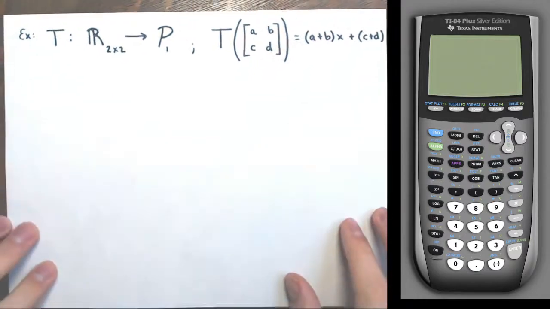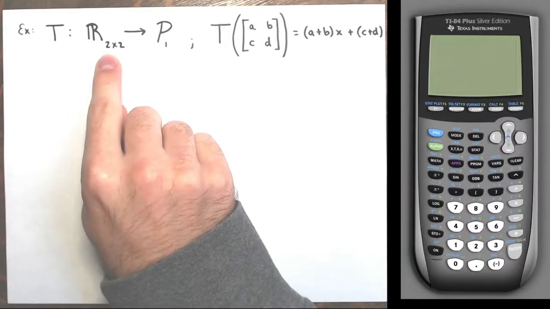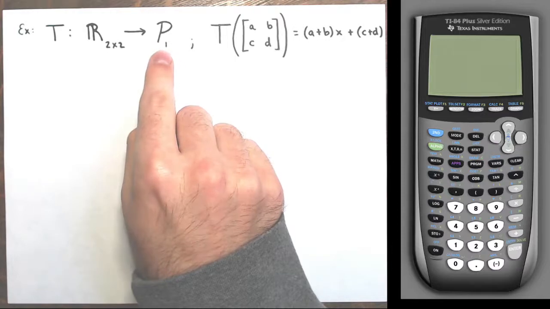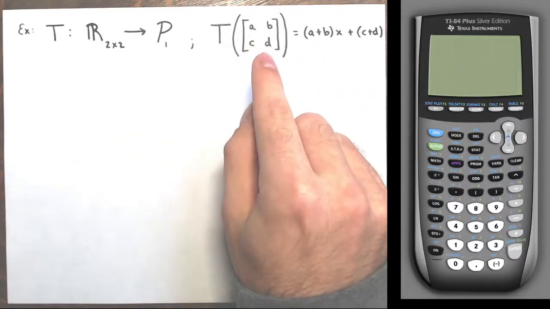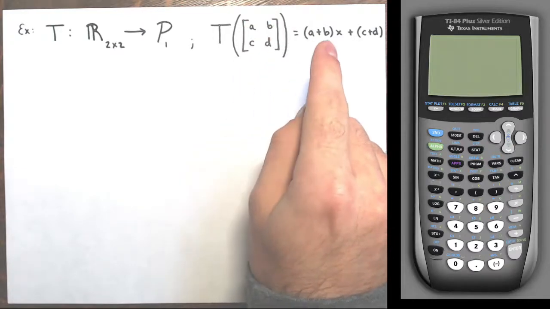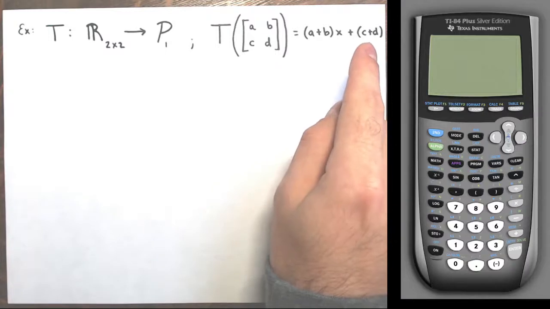Okay, another example. This time I have a transformation from R2 by 2 to P1, the set of polynomials of degree 1 or less. Here's the rule: my input is a 2 by 2 matrix with real entries A, B, C, D, and my output is a polynomial of degree 1 or less, so A plus B times x plus C plus D for the constant term.